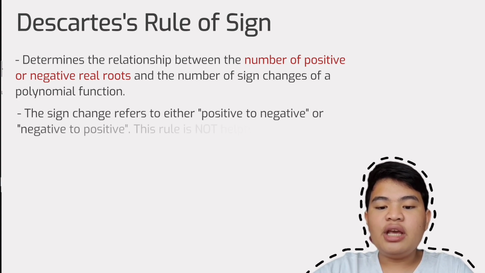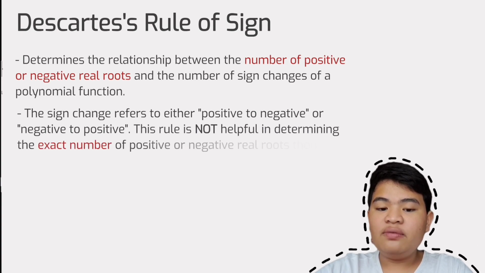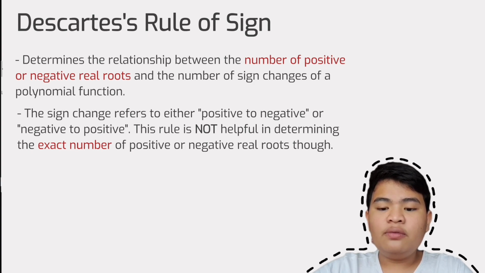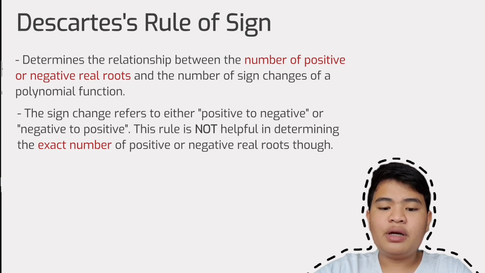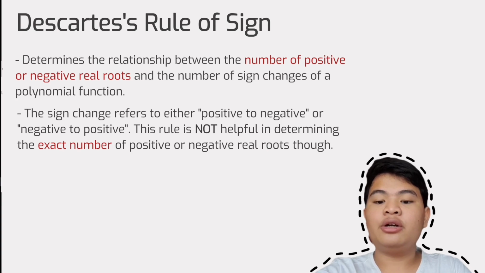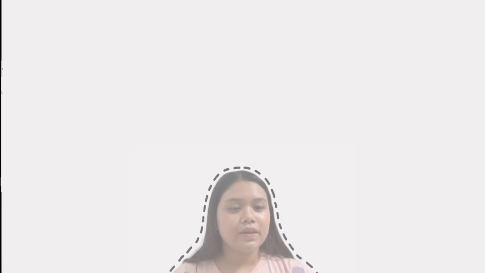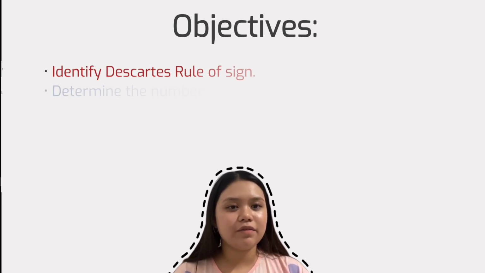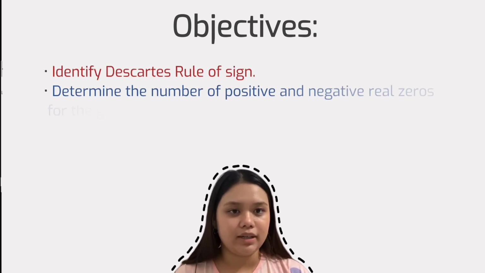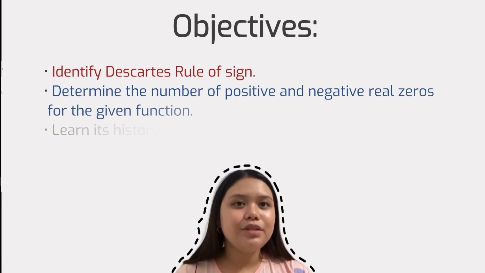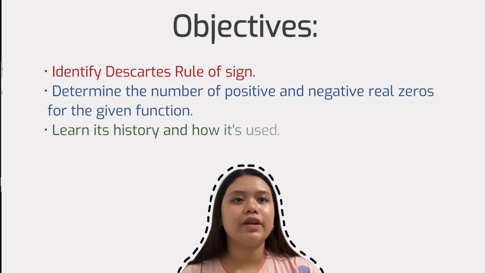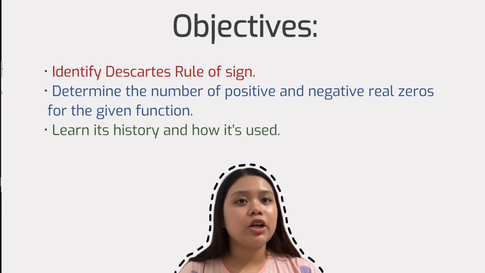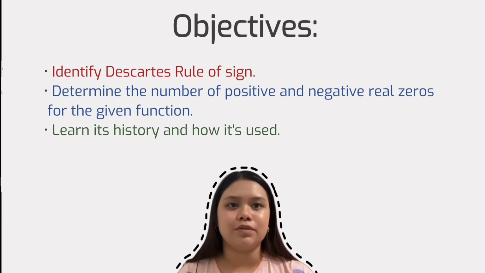Here, a sign change refers to either positive to negative or negative to positive. This rule is not helpful in determining the exact number of positive or negative real roots though. These are the objectives for our lesson. First, we need to identify Descartes' rule of sign. Second, we need to determine the number of positive and negative real zeros for the given function. And lastly, learn its history and how it's used.